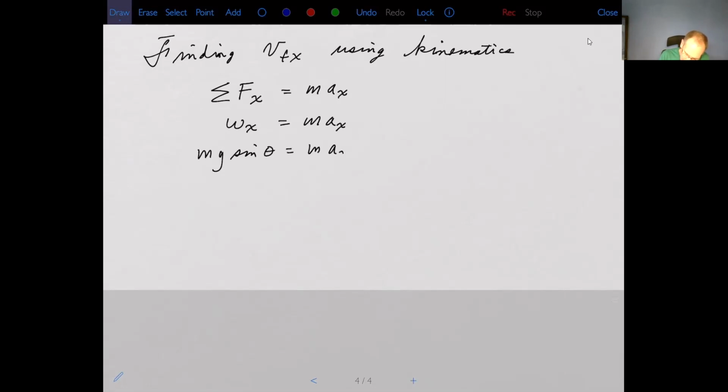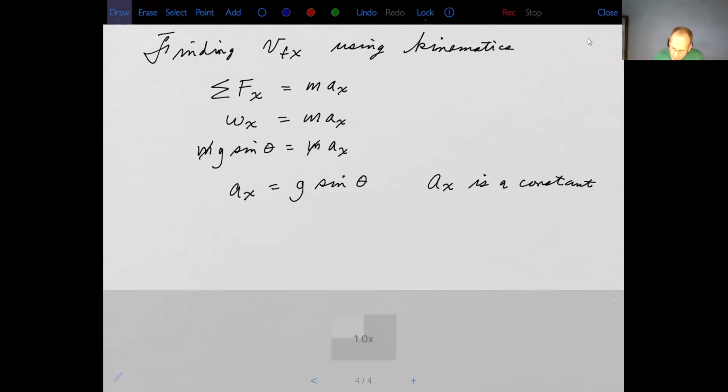That's equal to max. If I cancel the m's, I find that the acceleration is g sine theta. But theta is constant, because that angle is not changing. It's the same constant angle that the track makes with the horizontal. And g, of course, is a constant. So the acceleration is a constant.